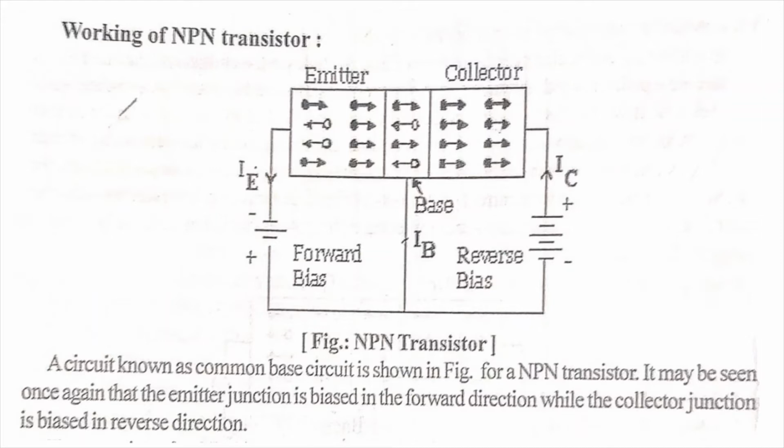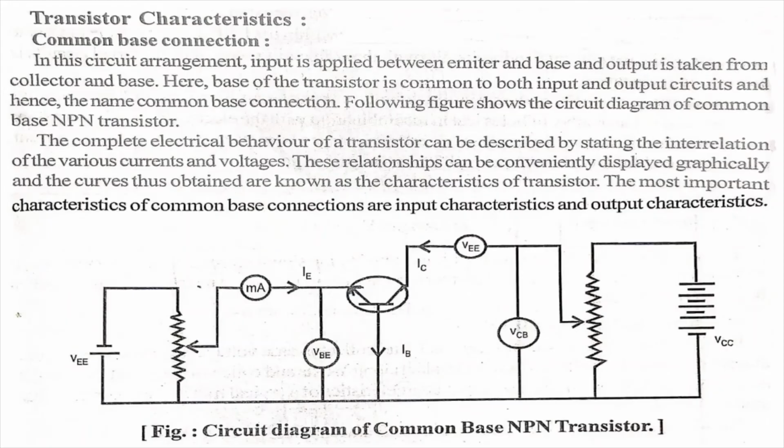Now see transistor characteristic, common base connection. Now in this circuit arrangement, input is applied between emitter and base. That is a NPN transistor. See here, in this circuit, input is applied between emitter and base. So that is emitter terminal, and here that is a base. So input is applied between the emitter and base terminal as shown in figure.